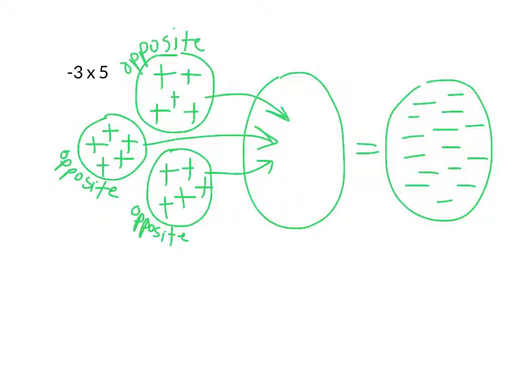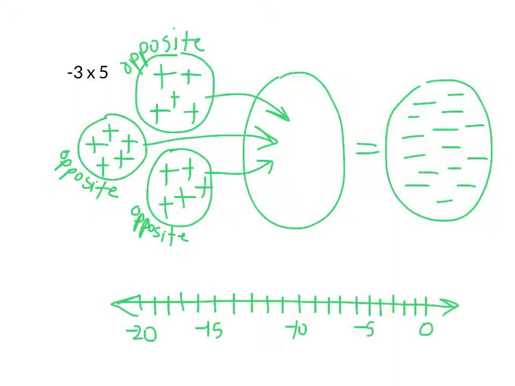So now what about the number line? So they still have to be 5 long, but this is what we do. Again, opposite of 5, opposite of 5, and opposite of 5. And that's how we model on a number line -3 times 5, or -3 groups of 5.